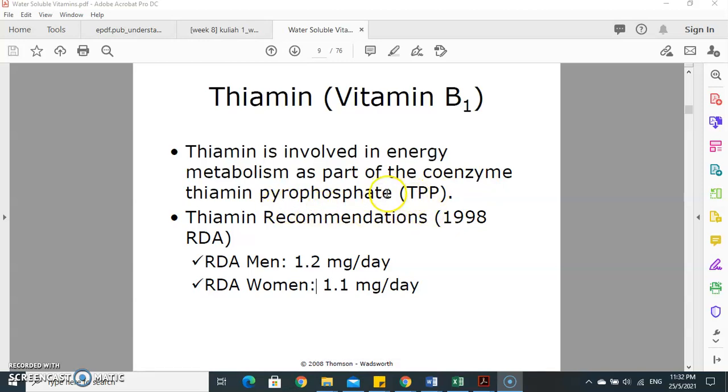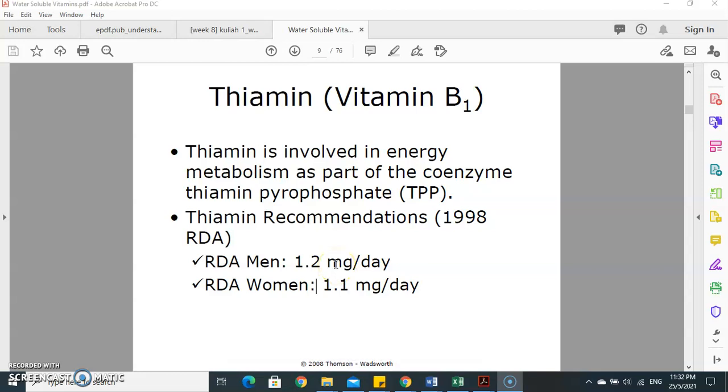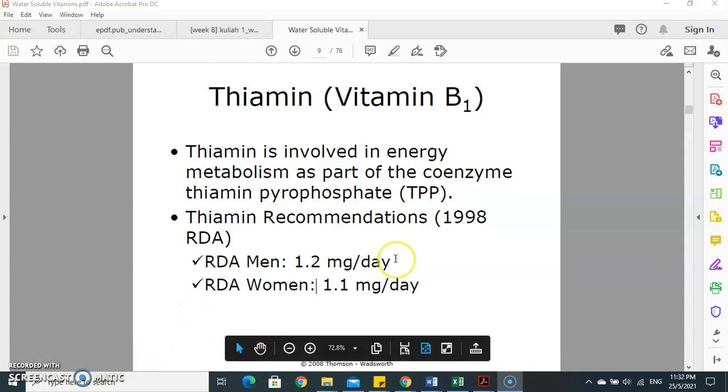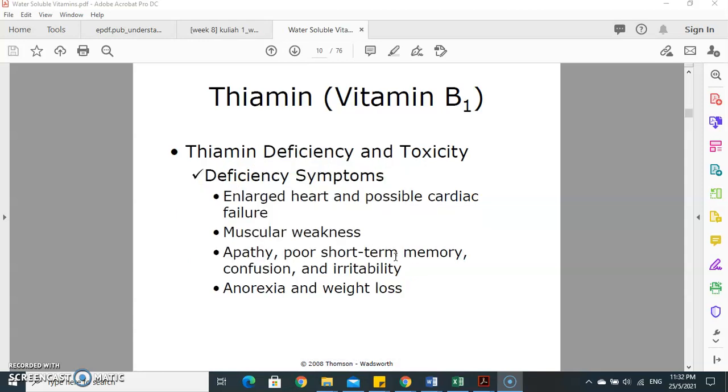So you have to remember its function. And then you also need to know the requirement, which is about 1.2 milligram per day. Biasanya vitamin ni tak banyak mana lah kita perlukan, just in a minimum amount. I mean, it's just in a smaller amount. Tak banyak mana pun. So, kita dah tahu dia punya function, dia punya requirement. We want to know what happens if we have low thiamine intake.